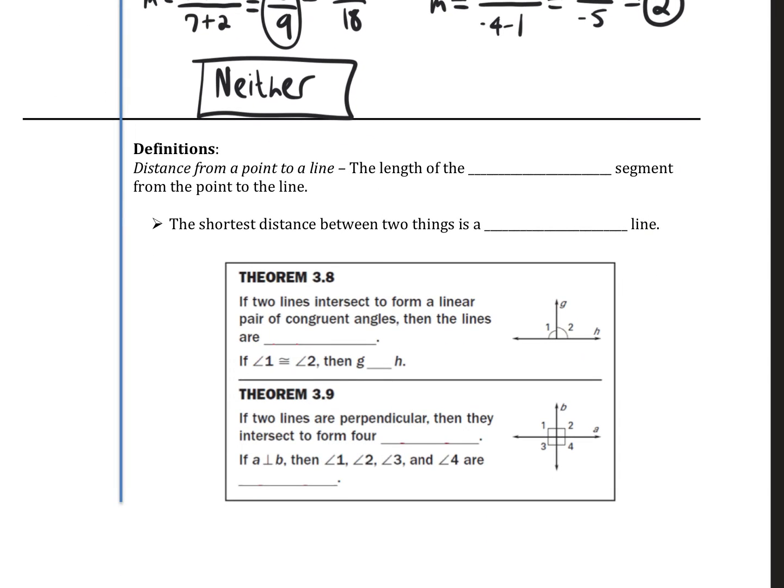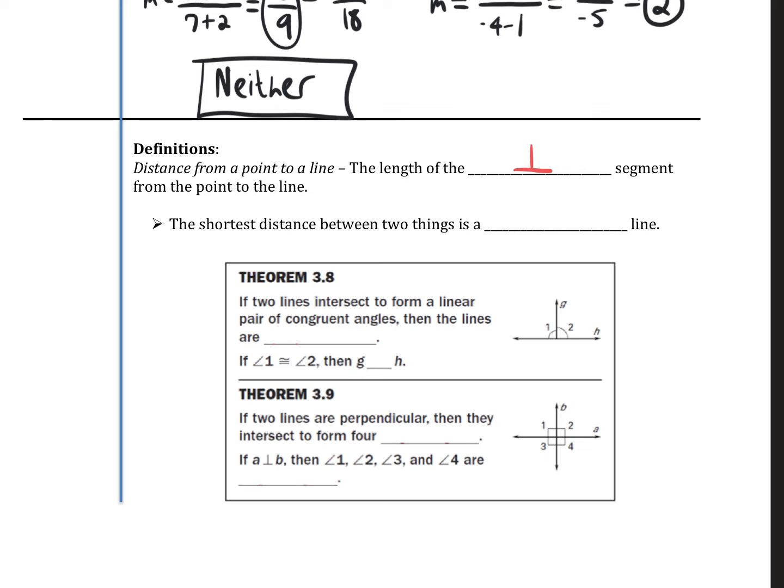All right, moving on. So, some definitions. The distance from a point to a line is the length of the perpendicular segment. The perpendicular segment from the point to the line. So basically, distance is always at a right angle between the two things.